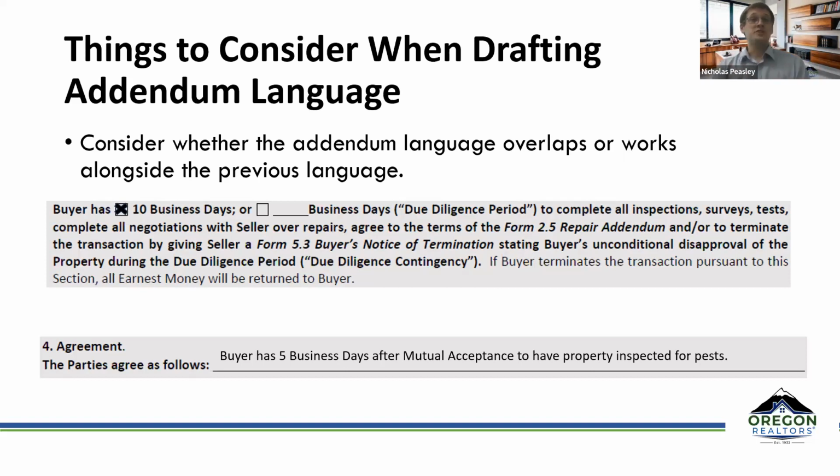So if you put in language like this that says buyer has 5 business days after mutual acceptance to have the property inspected for pests, you've reasonably created a new 5-day inspection period just for pests. Now here's the kicker. This due diligence period is modified slightly. This means you have 10 days to do due diligence, but you don't have 10 days to look into pests. You only have 5 days to look into pests.